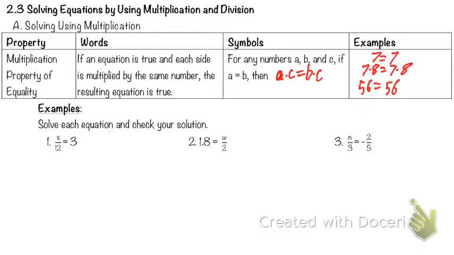Solve each equation and then check your solution. So what is happening to our variable s here in number 1? It's being divided by 12. What's the opposite of division? Multiplication. So to undo the division of 12, we're going to multiply by 12.